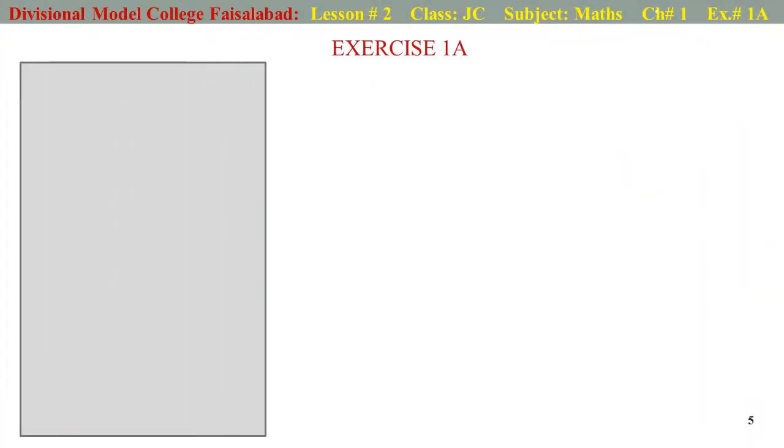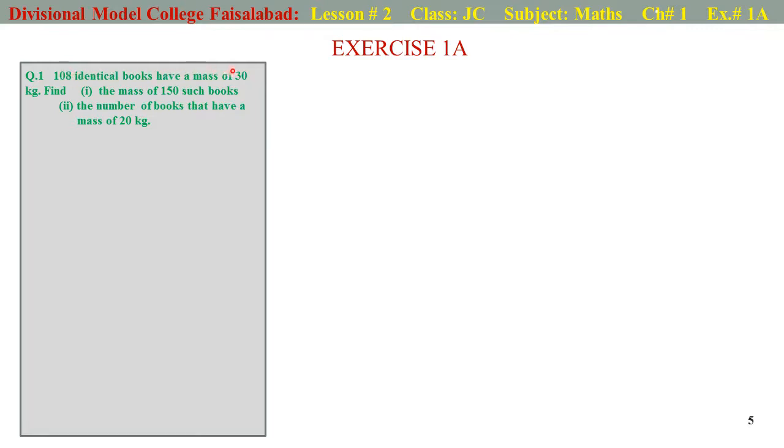This is exercise 1A and its question number 1: 108 identical books have a mass of 30 kg. Find in part 1 the mass of 150 such books, and in the second part the number of books that have a mass of 20 kg. Now from this statement we cannot see whether it is a case of direct proportion or any other proportion. So we will have to identify it first.